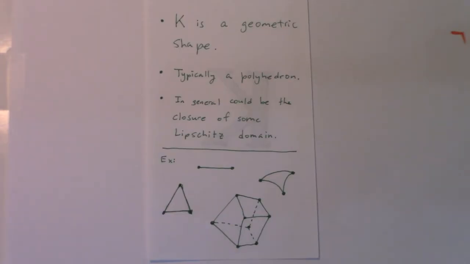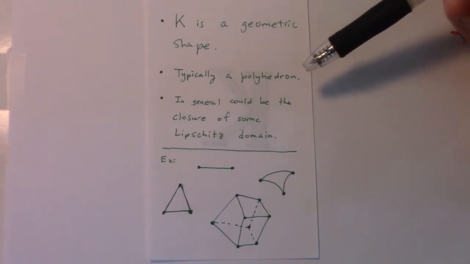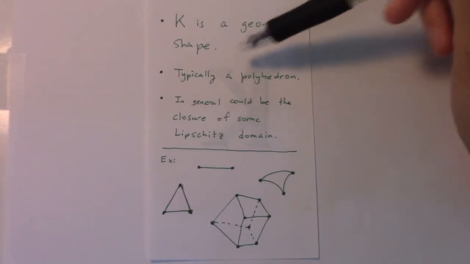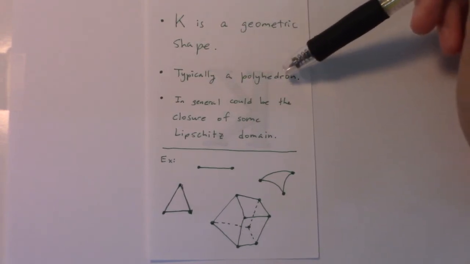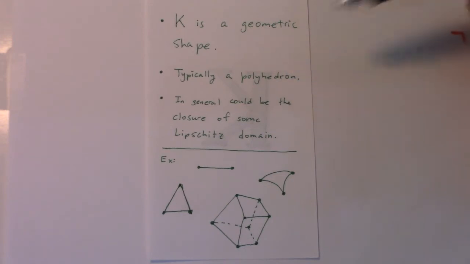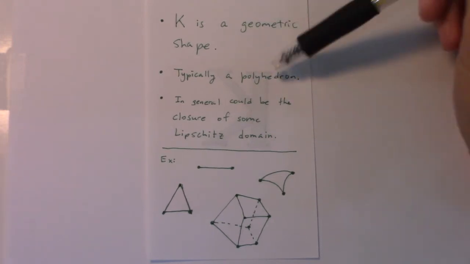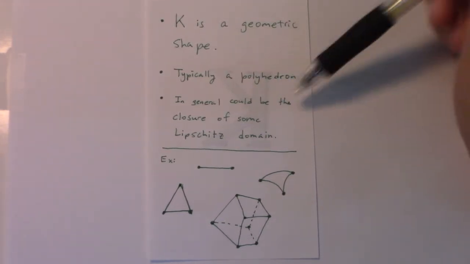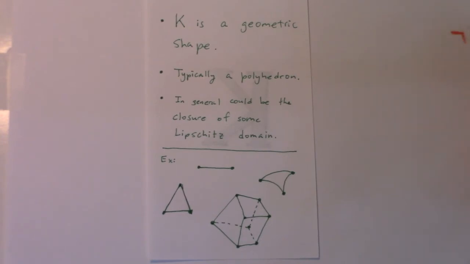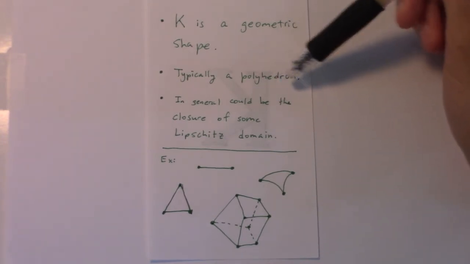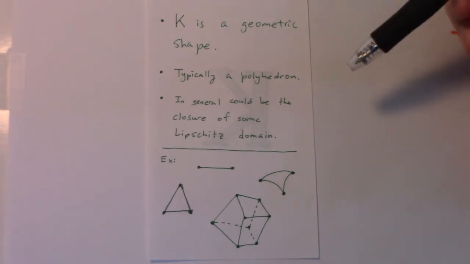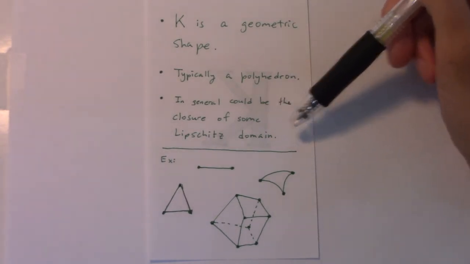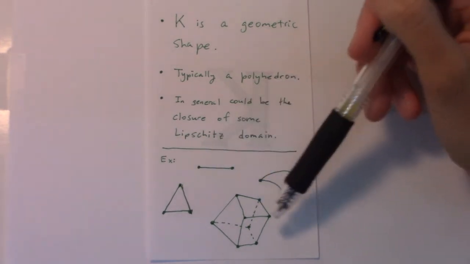Okay, so K, well, K is some geometric shape. And typically in the finite element setting, we normally think of it as being some polyhedron. So you can think of, you know, a pyramid or a triangle, some kind of square, something like that. So typically we see a polyhedron, but really in general you can work with the closure of some Lipschitz domain. So here are some examples below.